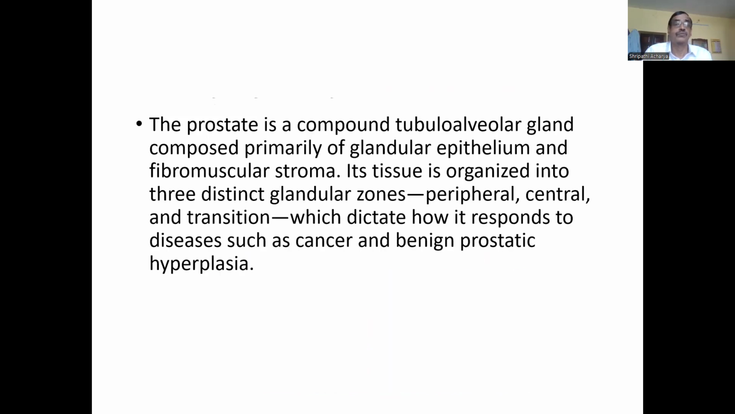Prostate. The prostate is a compound tubulo-alveolar gland composed primarily of glandular epithelium and fibromuscular stroma. Its tissue is organized into three distinct glandular zones: peripheral, central, and transition, which dictate how it responds to diseases such as cancer and benign prostatic hyperplasia.